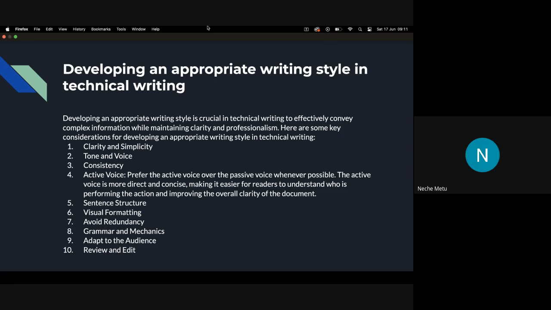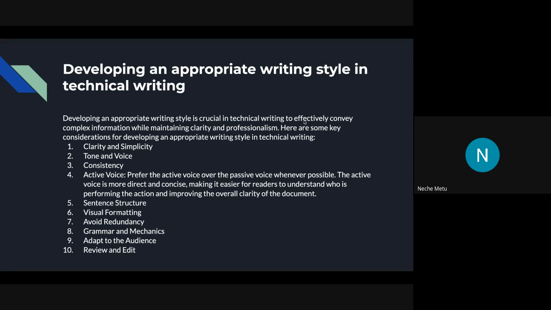Then you have to be consistent. You have to maintain consistency in your writing style, terminology, and abbreviations, as it helps readers follow the content easily and enhances readability. Active voice: I clearly explained it. Prefer the active voice over the passive voice whenever possible. The active voice is more direct and concise, making it easier for readers to understand who is performing the action and improving the overall clarity of the document. So you have to be in active voice because it actually addresses the person you wrote it for.